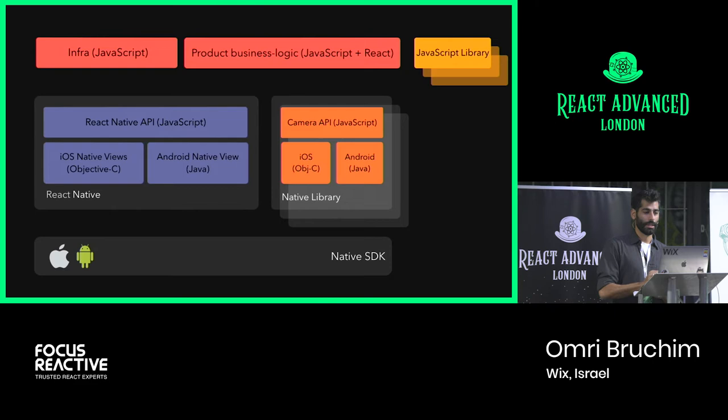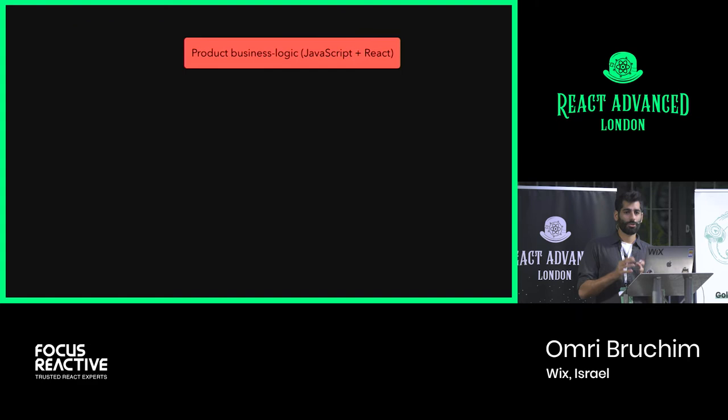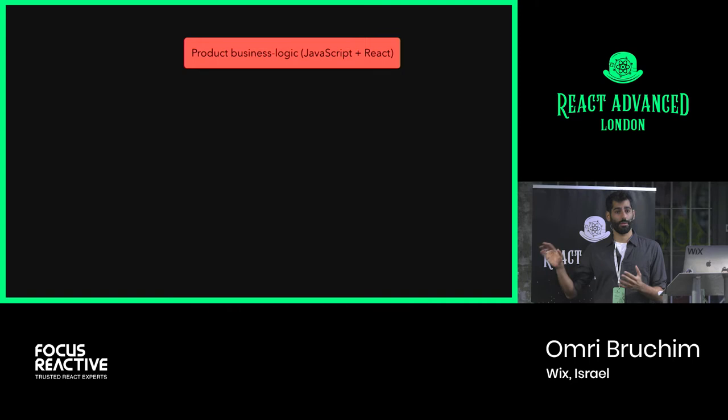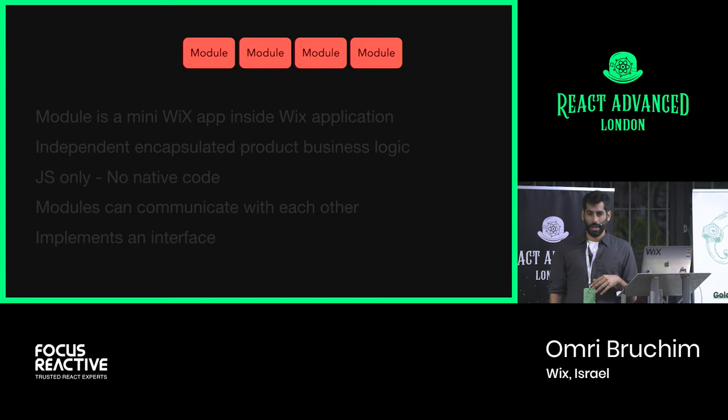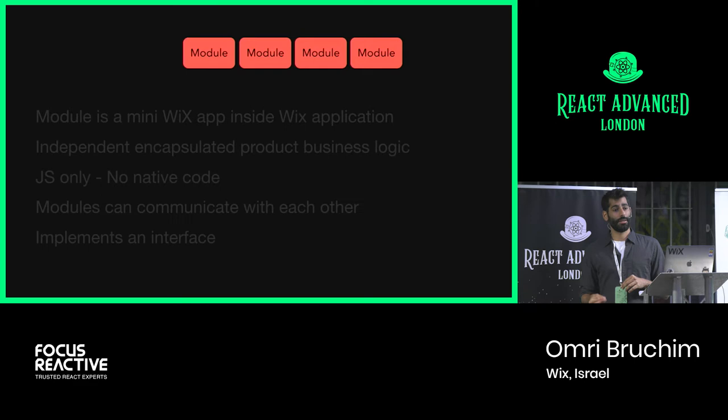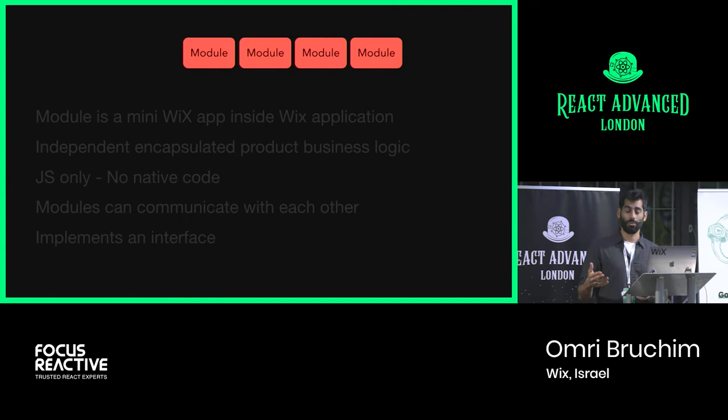Now let's concentrate on the product side. As I told you before, we are split into companies, some different teams, and each one of them has a different product. Each group wants to work independently. So let's split them. We created something called a module. What is a module? We currently have in the application more than 35 modules, if I'm not wrong. It means that it's around 20, 30 teams, and each team has its own module.